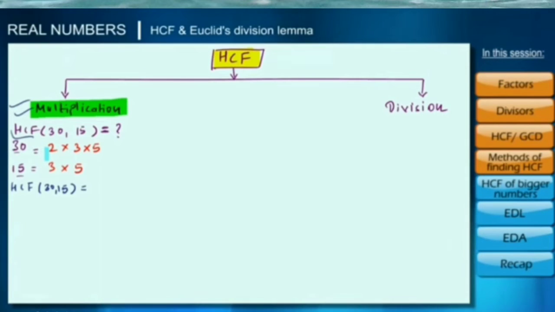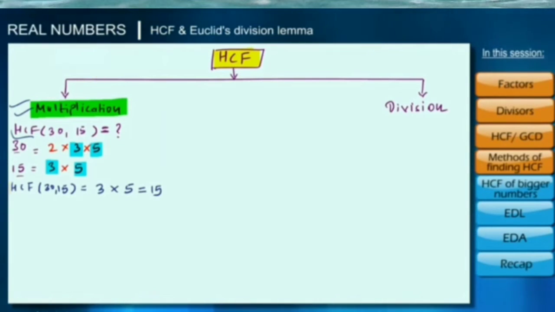Now the HCF, if you observe, the HCF of 30 and 15 is the product of the common factors, that is 3 into 5. 3 and 5 are the common factors, so the product of them is the HCF of the two given numbers. So the HCF of 30 and 15 is 3 into 5 equal to 15.